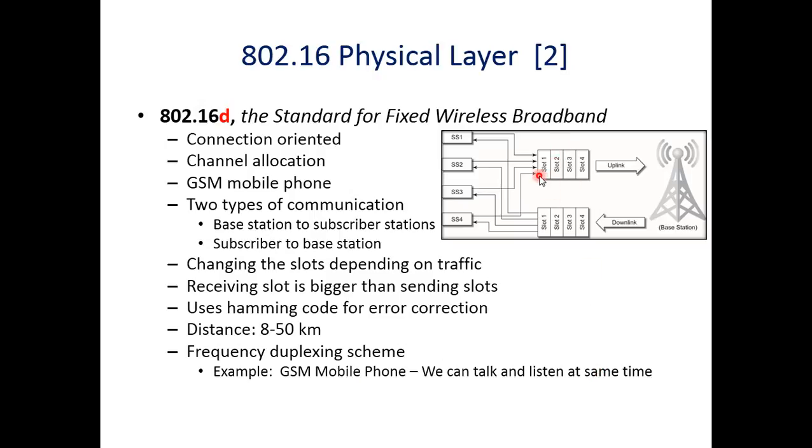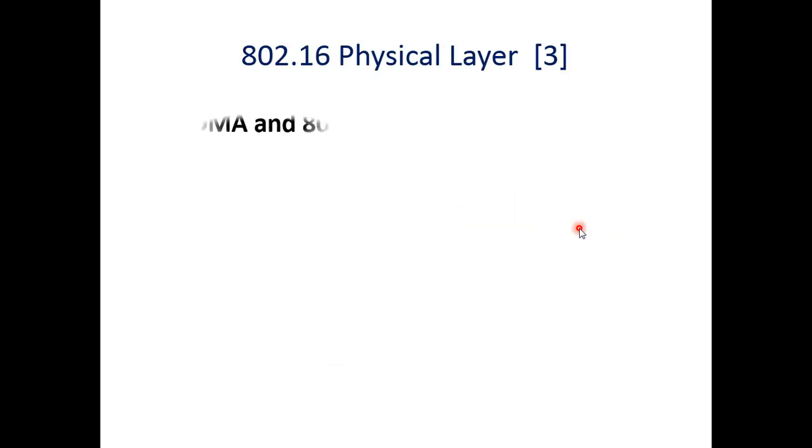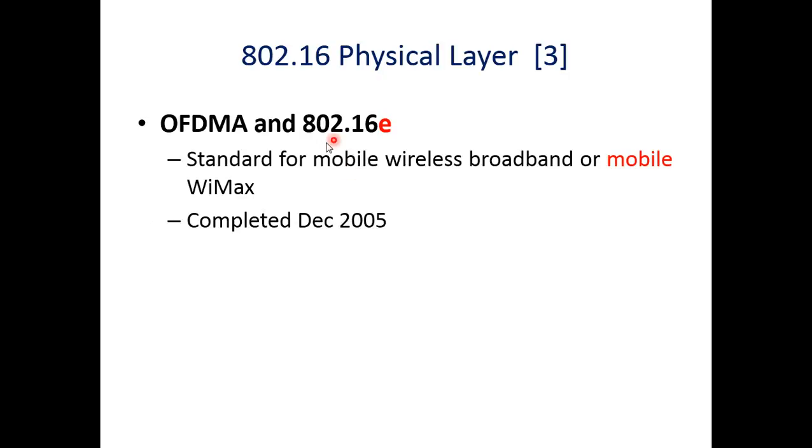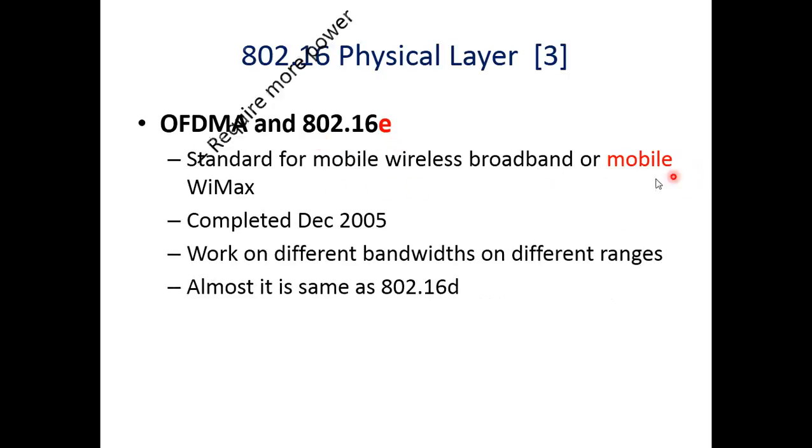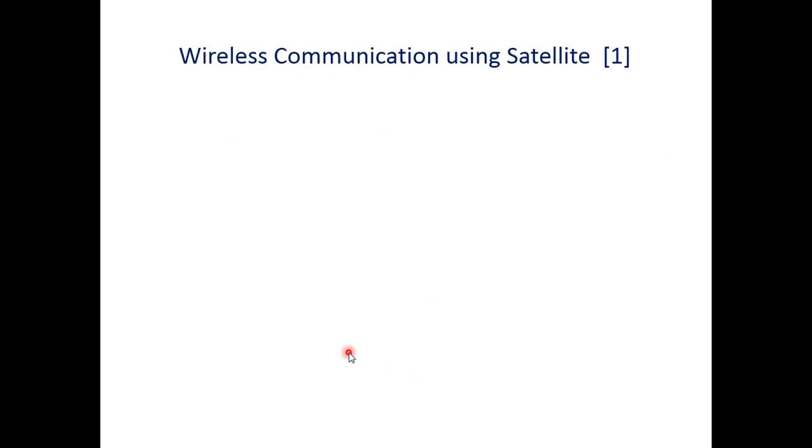This is because you have been given two channels or two slots, one for receiving and one for sending, or one for sending and one for receiving. It is also called full duplex. Now it uses the OFDM technique, and 802.16e, that is mobile WiMAX, was completed in December 2005. It works on a different bandwidth and different range, and is almost similar to the previous one, that is 802.16, but it requires more power to operate.